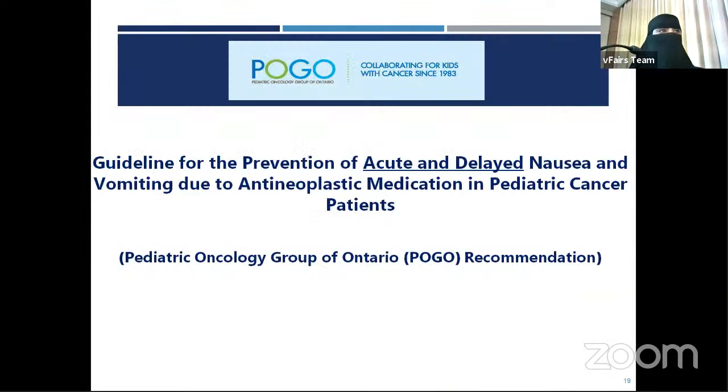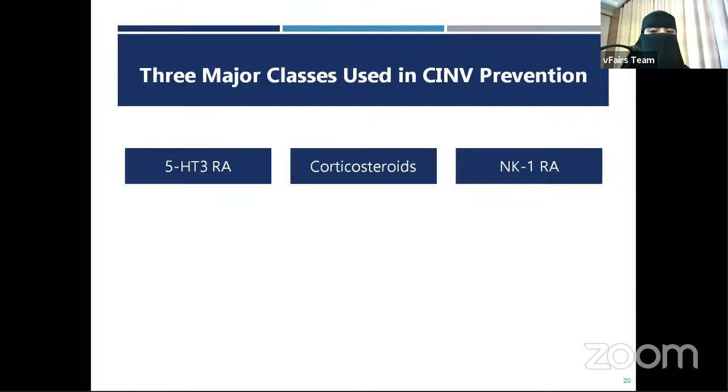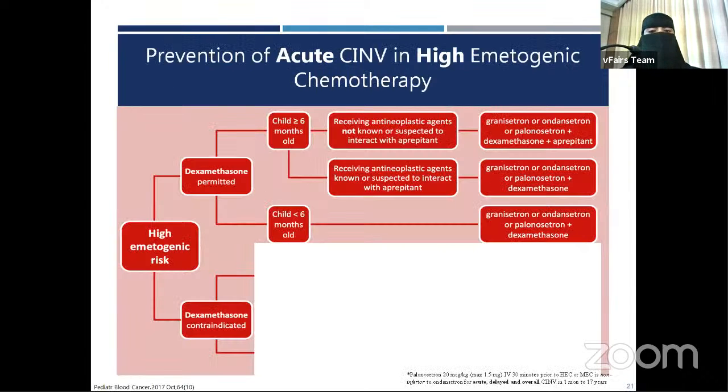Moving to the most important part of my presentation, the guidelines that we use to prevent acute and delayed nausea and vomiting in pediatrics, using the Pediatric Oncology Group recommendations. There are three major classes used in chemotherapy-induced nausea and vomiting prevention: serotonin antagonists, corticosteroids, and neurokinin receptor antagonists. If you have a patient who will receive highly emetogenic chemotherapy, first you have to divide the patients into dexamethasone-permitted or dexamethasone-contraindicated, because there are some indications where you can't give dexamethasone to that patient.